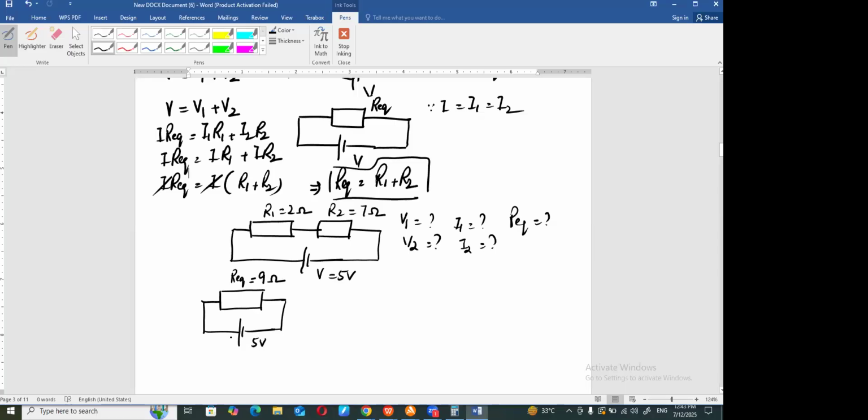This is the first step. Now find the total current, which is I is equal to V upon R equivalent. V is 5 and R equivalent is 9.